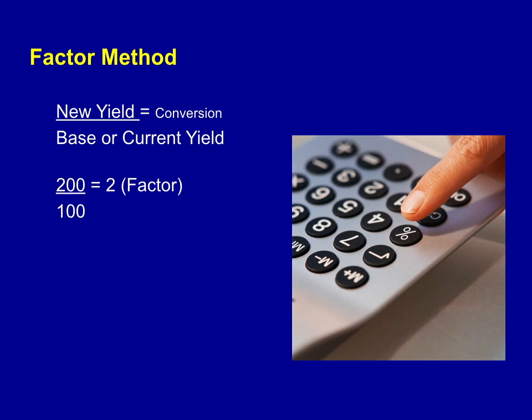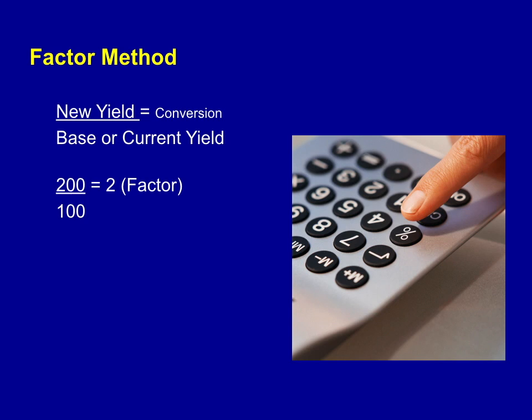One of the most popular methods to use is the factor method. And the factor method is an easy way to determine a new yield for a recipe. So how do we do this? When we use the factor method, we first determine whatever the current yield for the recipe is. And again, when I'm talking about yield, I'm talking about the number of servings that are going to be produced. Generally, that's what we're talking about in yield.